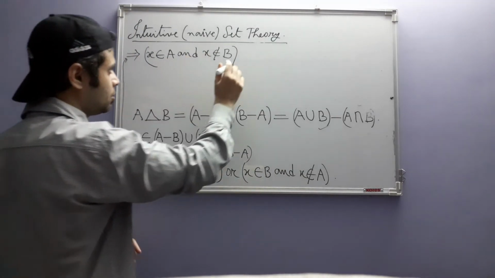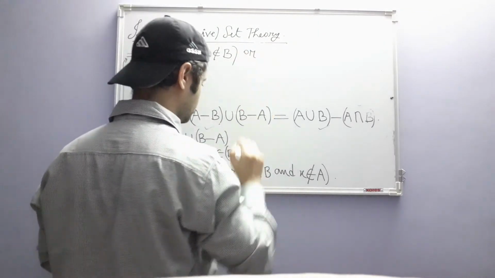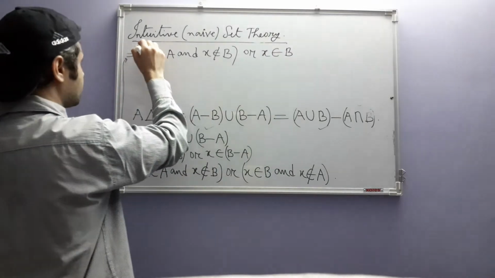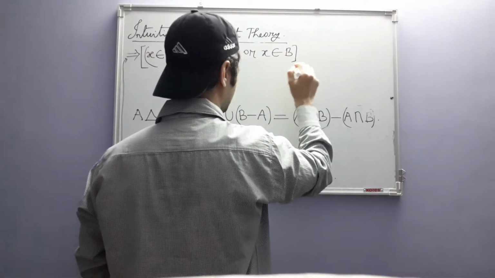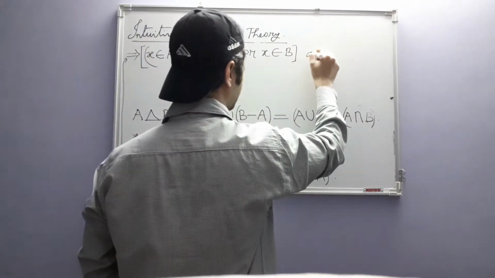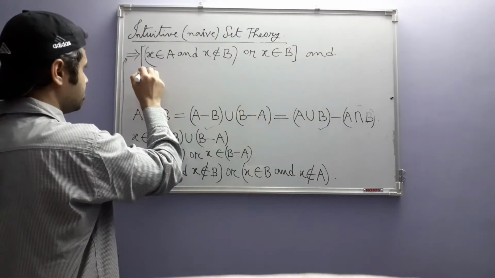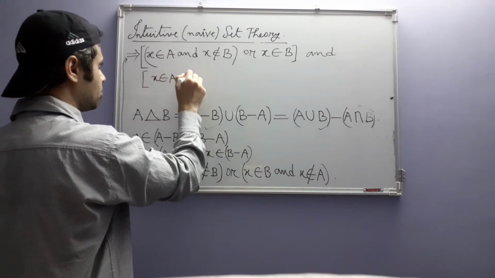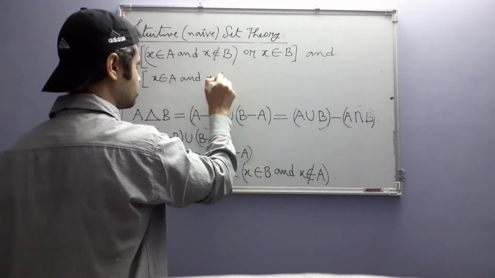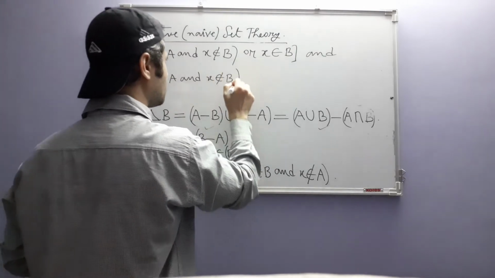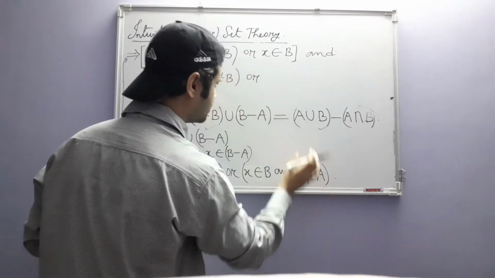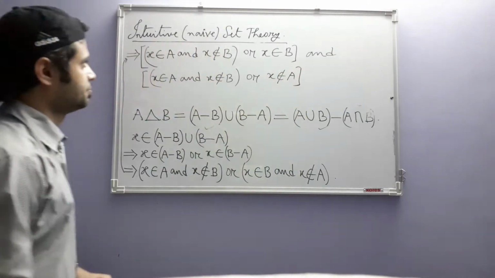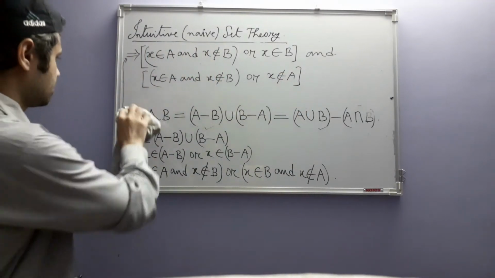So this is P or Q, X belongs to B. And let me write and here. And P or R, X belongs to A and X does not belong to B. This is P or R. R is this one. X does not belong to A. Okay.